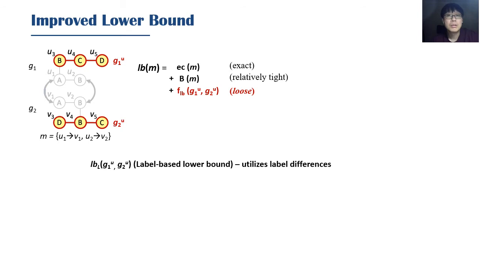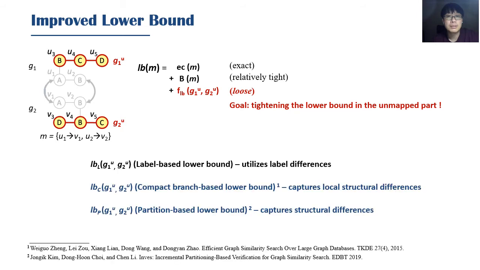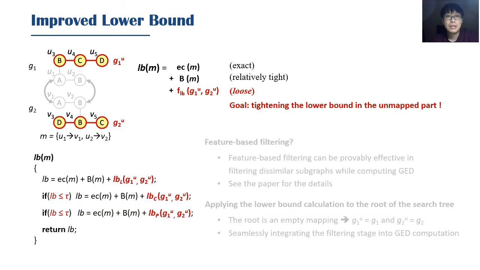Therefore, the goal of our work is to tighten the lower bound of the unmapped part. To tighten the lower bound, we use two more existing lower bound methods. The first one is the compact branch-based lower bound, which can capture the differences of local structures. The second is the partition-based lower bound, which can capture global structural differences.